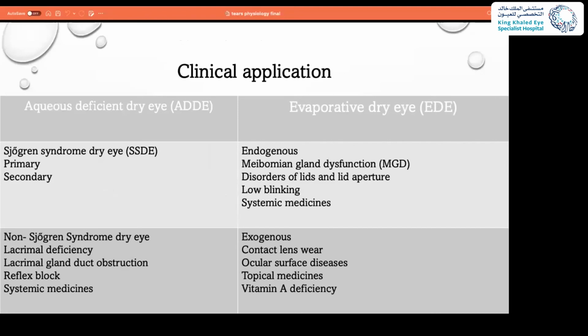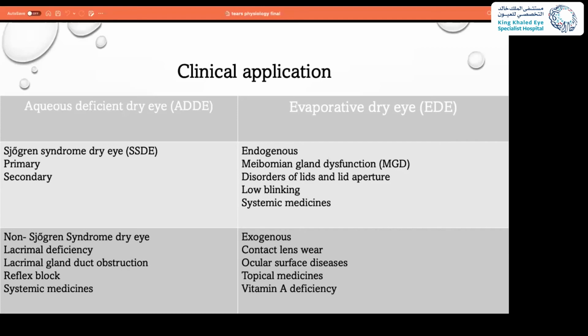This table, I find it to be helpful for residents for approaching a patient with dry eye, dividing the dry eye into aqueous deficient dry eye and evaporative dry eye. Aqueous deficient dry eye includes Sjogren, dry eye primary and secondary, or non-Sjogren dry eye, which includes lacrimal deficiency, lacrimal gland obstruction, reflex block, and systemic medicine.